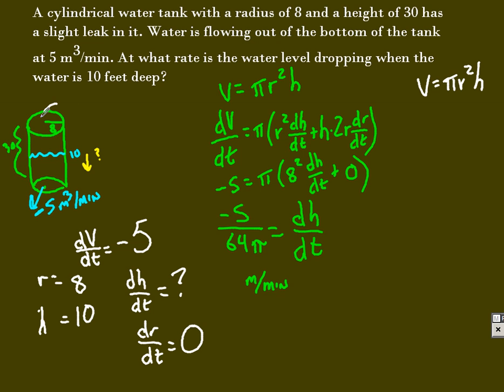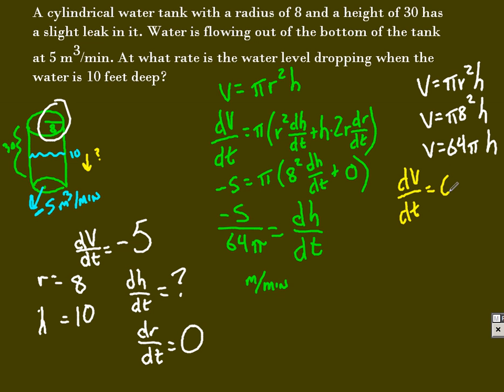However, as you're going down or up in this problem, the radius will never change. So I could actually plug in that radius of 8 immediately. Volume equals pi times 8 squared times height, or volume equals 64 pi times the height. Now I can do my implicit differentiation. Now I can say dV/dt equals 64 pi dh/dt.